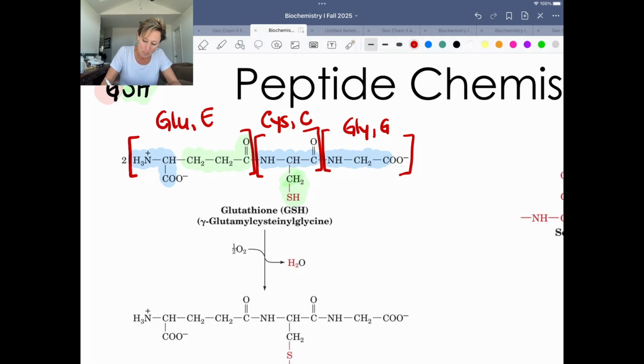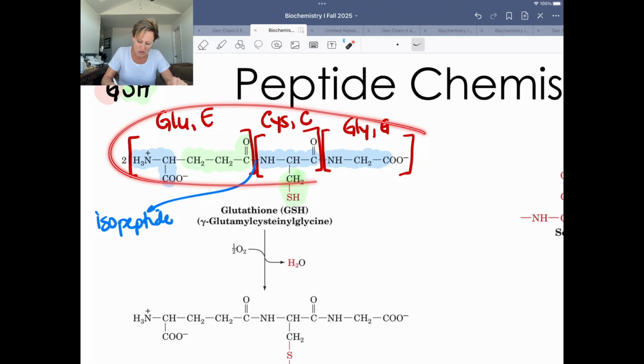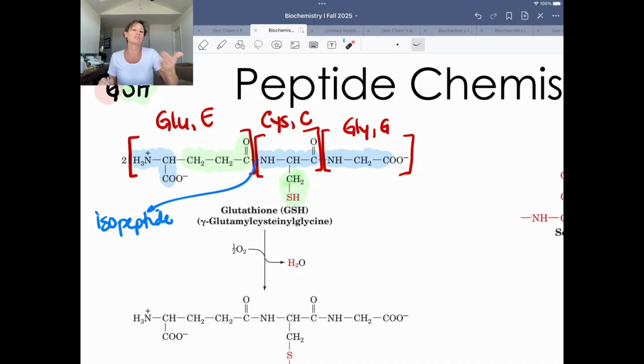We call this, it's still a peptide bond, but this is specifically an isopeptide bond. Iso meaning same, so it has the same functional groups. We're going to have a carboxylic acid react with an amine to generate an amide, but it's not truly a peptide bond because we did not use the carboxylate group of the amino acid backbone. Okay, so here again is just the structure that we have. I want you to remember that glutathione is a tripeptide.